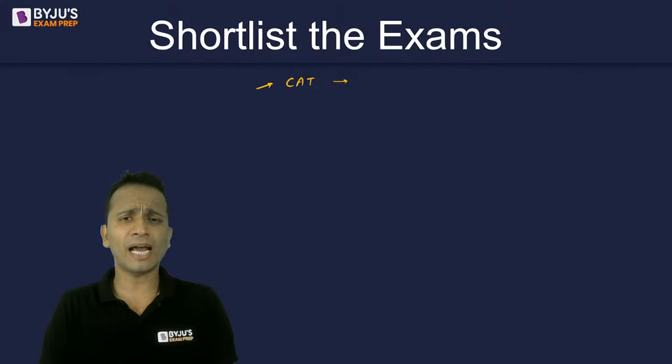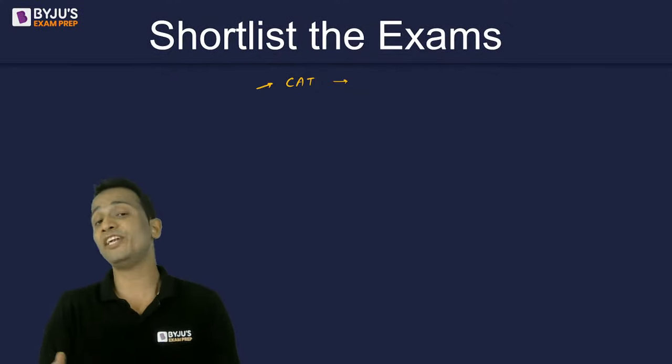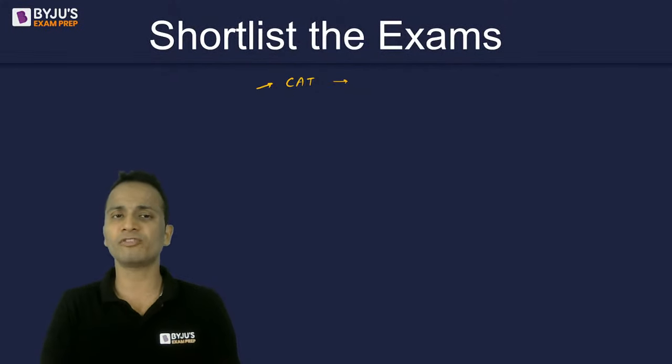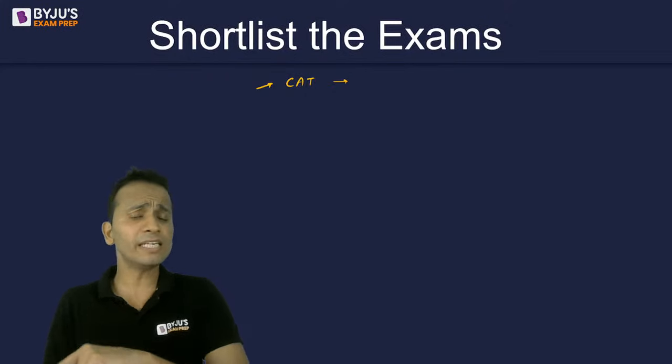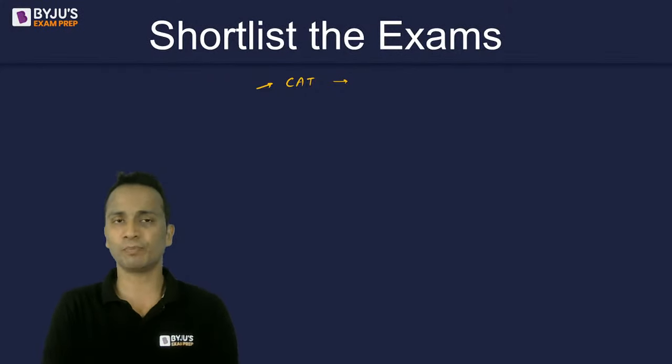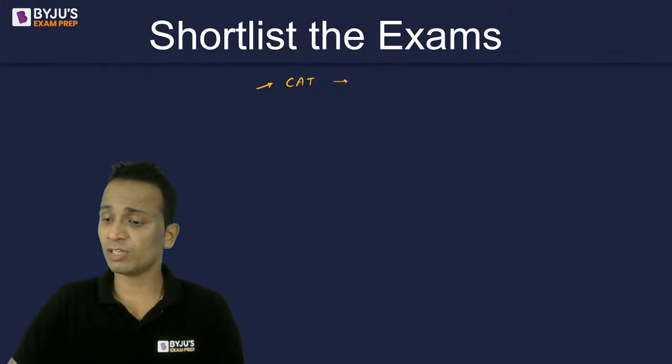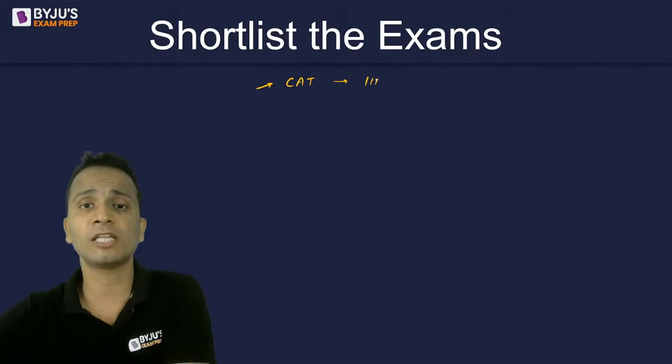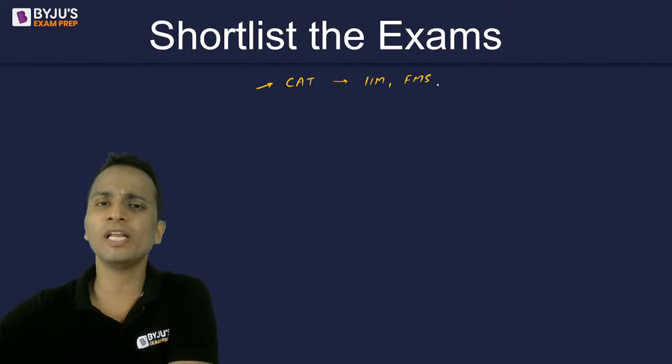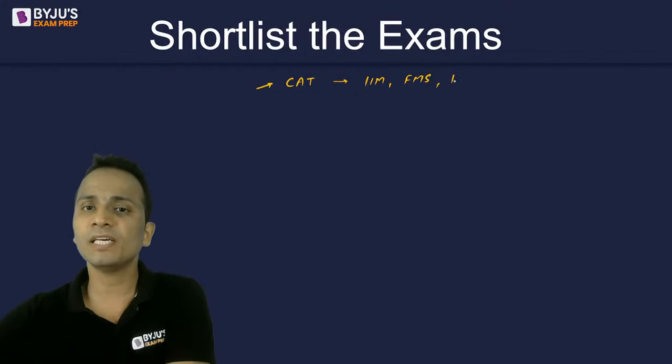Now, other than IIMs, there are plenty of top B schools in the country that take CAT score for their admission process. Some of the names other than IIMs are the Faculty of Management Studies, which is affiliated to Delhi University. This year, IIFT will also be considering CAT score.